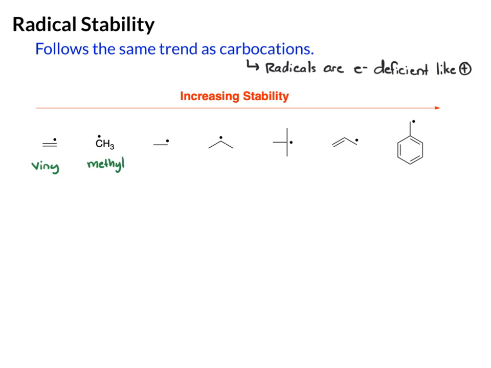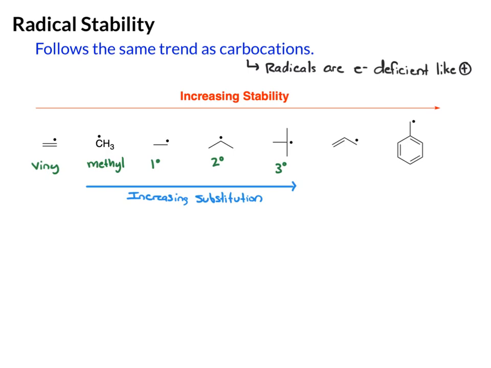Next we have a radical on a carbon, and that carbon is bonded to one carbon. So that we would call a primary radical. Next we have a radical on a carbon bonded to two carbons. That's secondary. Then a radical on a carbon bonded to three carbons. That's tertiary. So the reason we see increasing stability in going from the methyl to the tertiary radical is because we're increasing substitution. And for the same reason substitution stabilizes carbocations, substitution stabilizes radicals, and that is due to hyperconjugation.